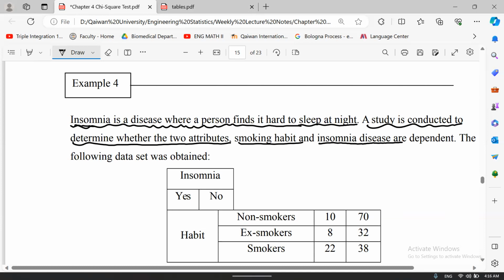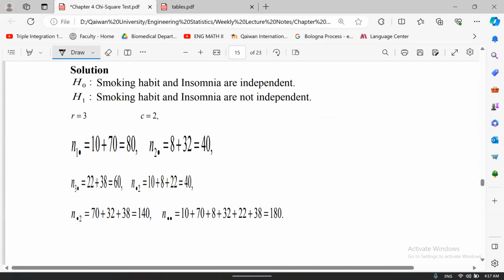It says if they are dependent, this is the null hypothesis. The null hypothesis H naught is that these two attributes are dependent. What's the alternative hypothesis? It is that these two attributes are not dependent. That's H naught and H1. Okay, that's it.